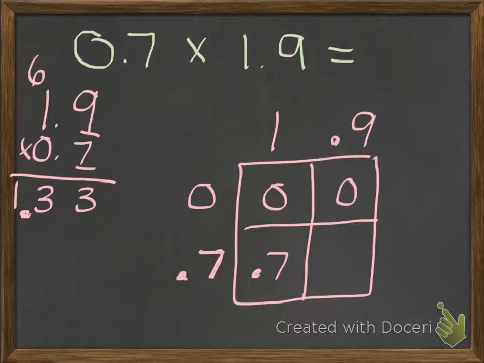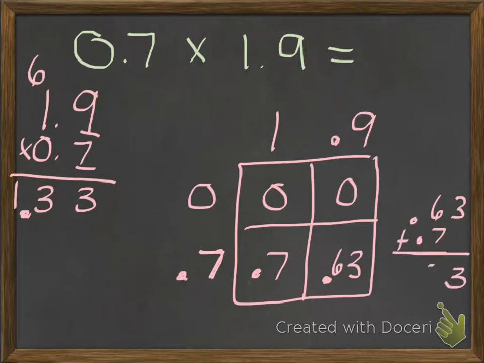Just multiply it without the decimals first, and you get 63. And then there are 2 digits after the decimal point, so there have to be 2 digits after the decimal point there. Then we just add up the partial products, so we have 0.63 and 0.7. Don't forget to line up the decimals. Add them up, and you get 1.33.